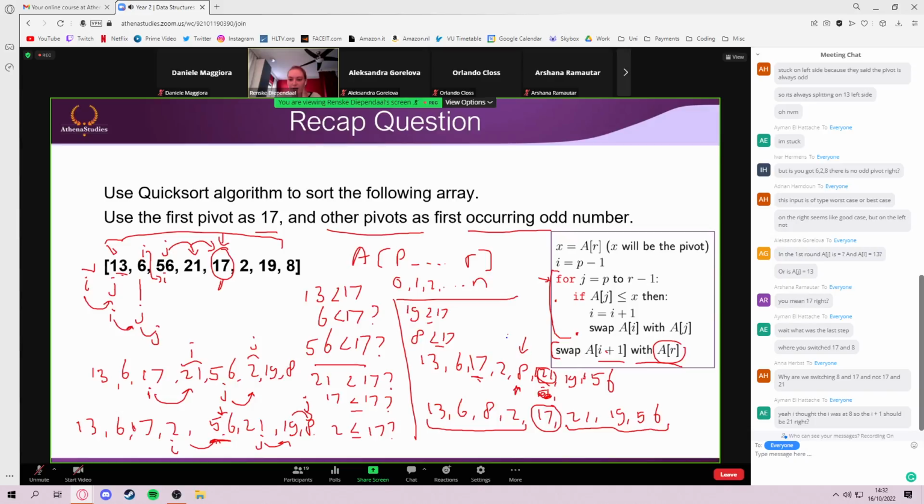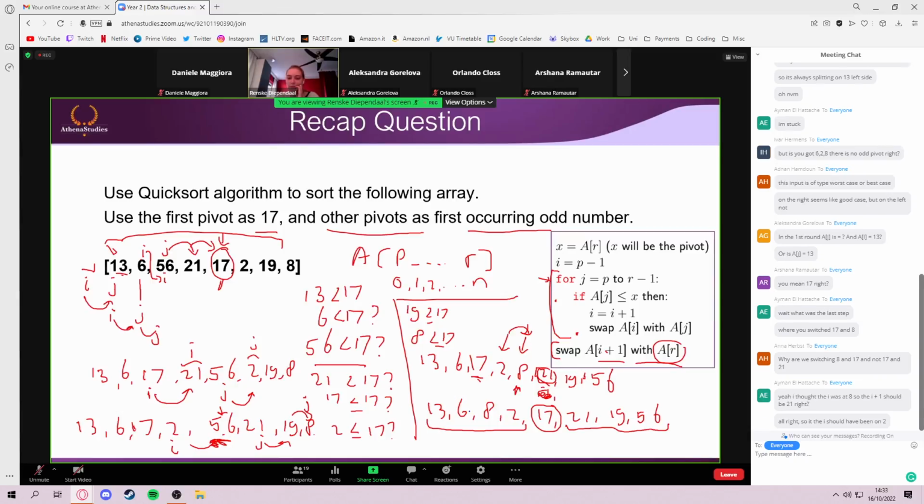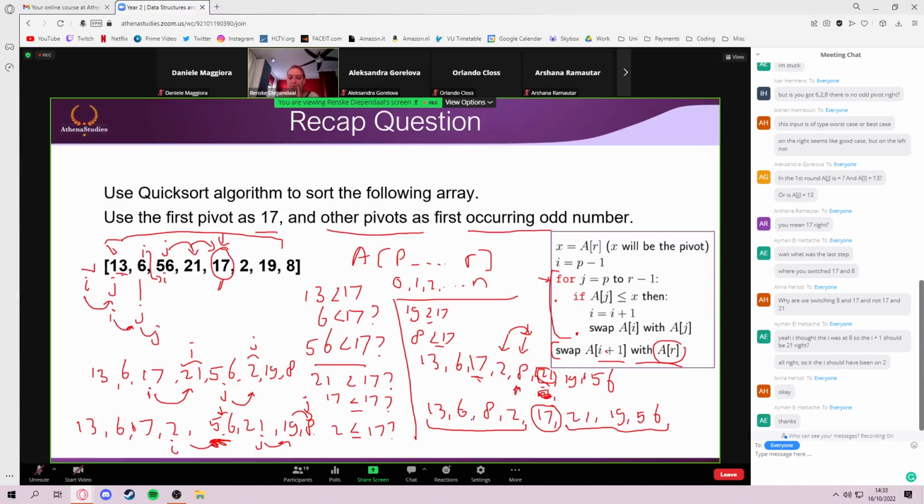So I think somehow our i was still at this one. I think I moved incorrectly here. And then i plus 1 is going to be 8. Right, because otherwise our answer is incorrect. So I think the i was at the 2, or it should be just swap the i.